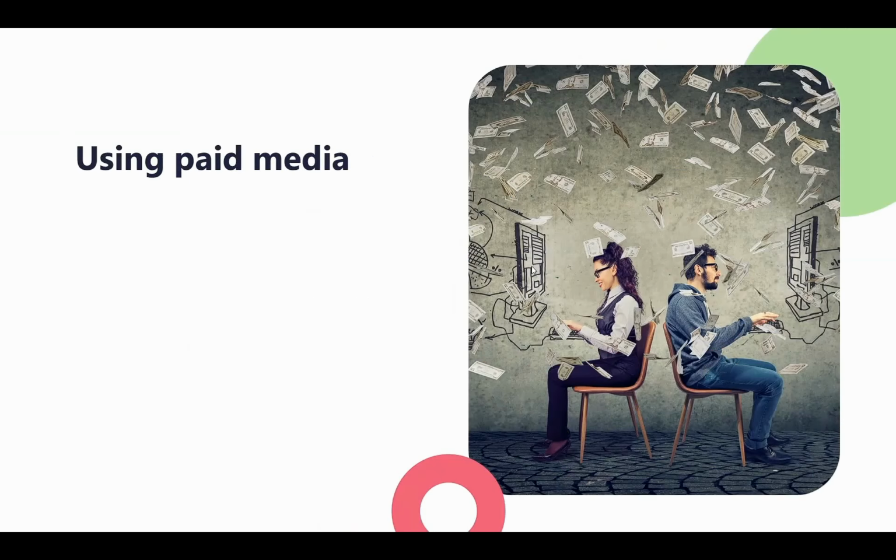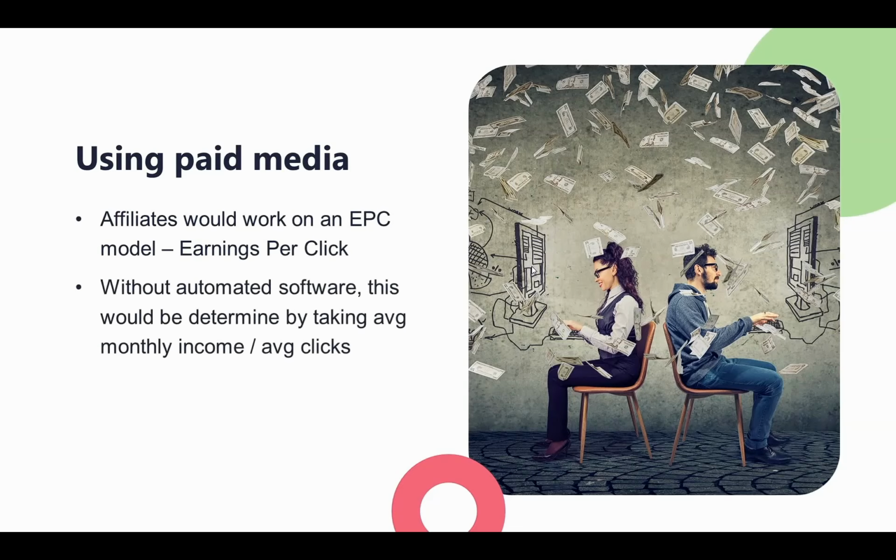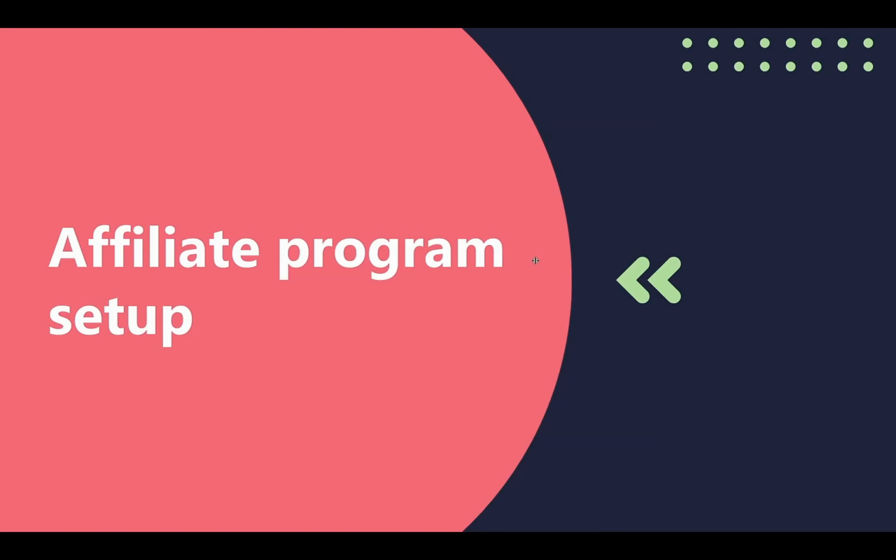Now on PPC or paid media in general, it's important to know that affiliates would generally work on an EPC model, so earnings per click. If they were not using automated software, so an affiliate software management, which we'll go into, this would probably be determined by taking the average monthly income and dividing that by the average clicks. This would then give them the ROI calculation, which would be their earnings per click minus their cost per click. So revenue minus cost.